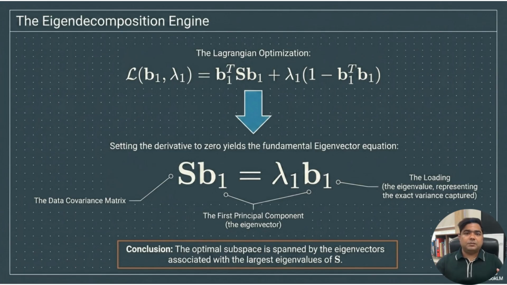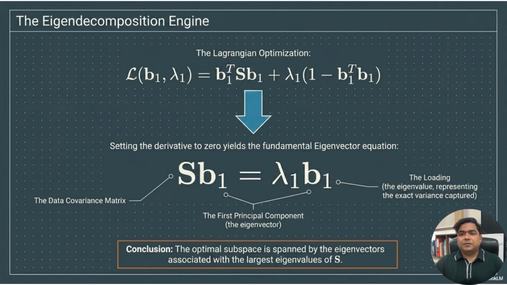When we take the derivative and set it equal to 0, we obtain the fundamental eigenvector equation. The equation in the center can be spoken like this: S multiplied by B1 equals lambda 1 multiplied by B1. This is the key equation of PCA. Here S is the covariance matrix. B1 is the eigenvector. Lambda 1 is the eigenvalue. The eigenvector gives the direction of the principal component. The eigenvalue tells us how much variance is captured in that direction.